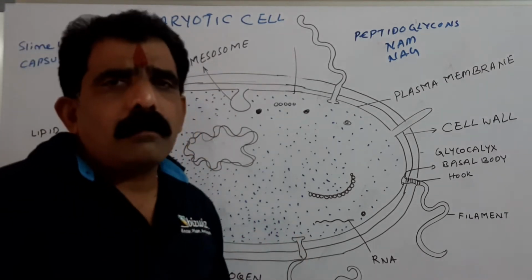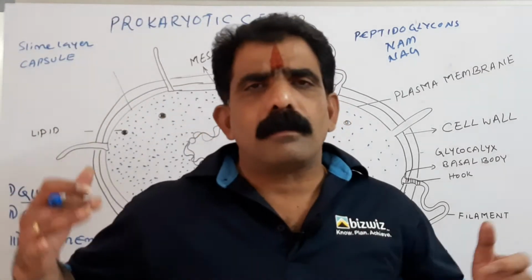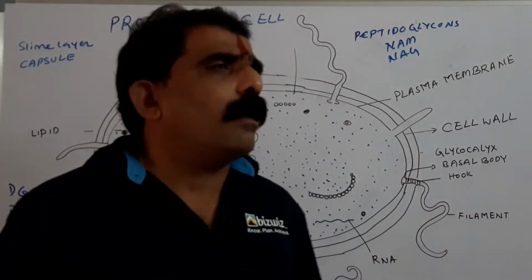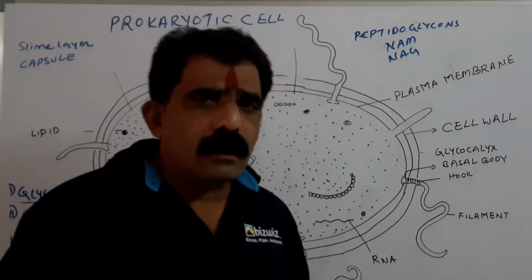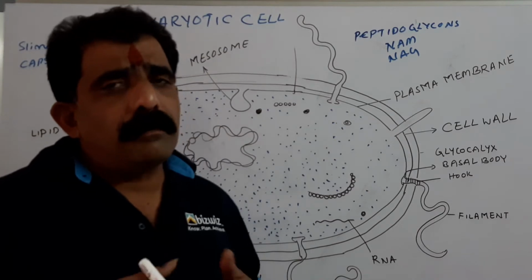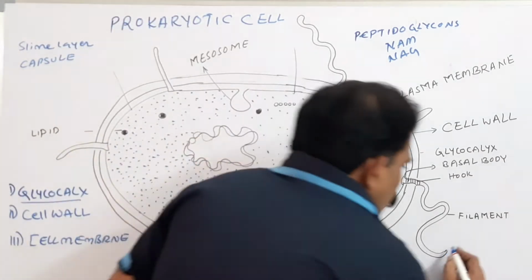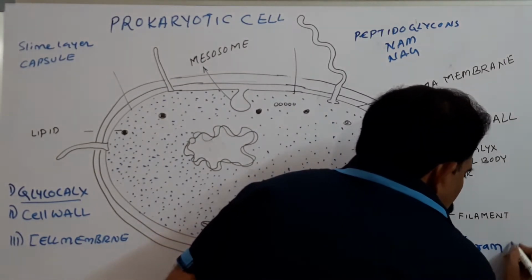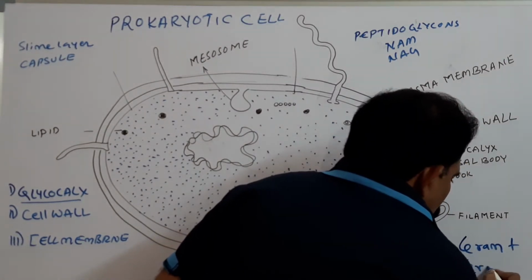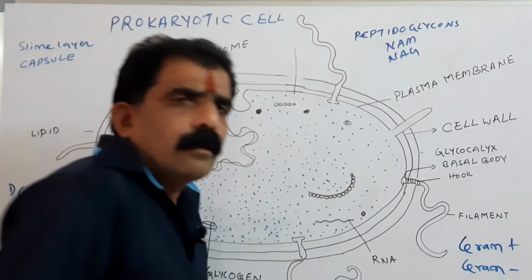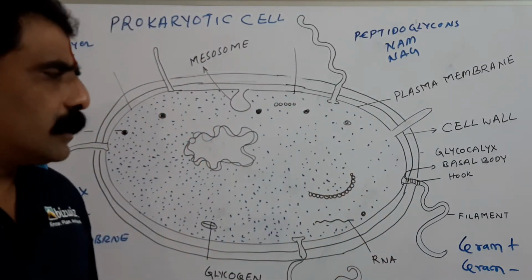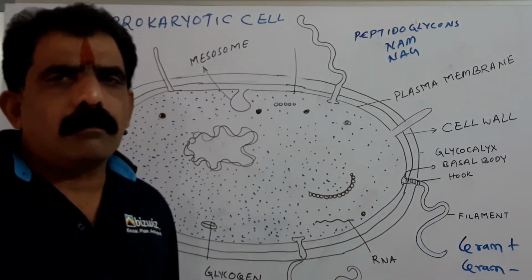The composition of the cell wall varies from bacteria to bacteria. Depending on the composition of the bacterial cell wall, bacteria can be differentiated into two categories: gram positive and gram negative. The staining technique was developed by Christian Gram.